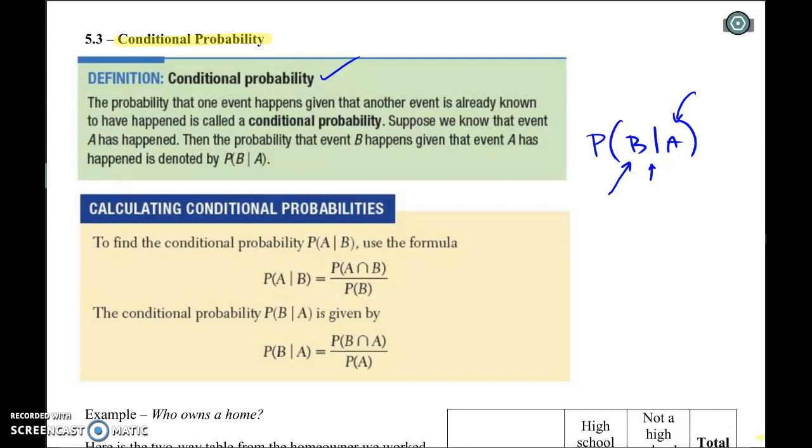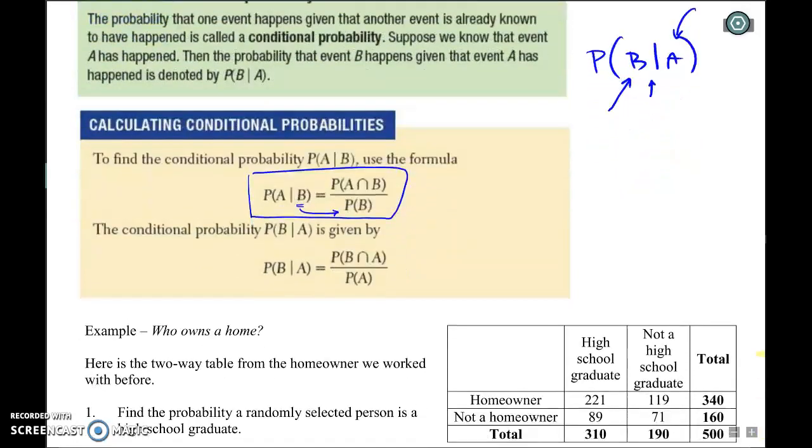So to find these probabilities, we use the following formulas. This formula is on your note sheet. Basically, it's the probability that A and B happen divided by the probability that B happens. So the conditional portion goes on the bottom, and on the top it's A and B. And this is the same formula, just switch the A's and B's around.